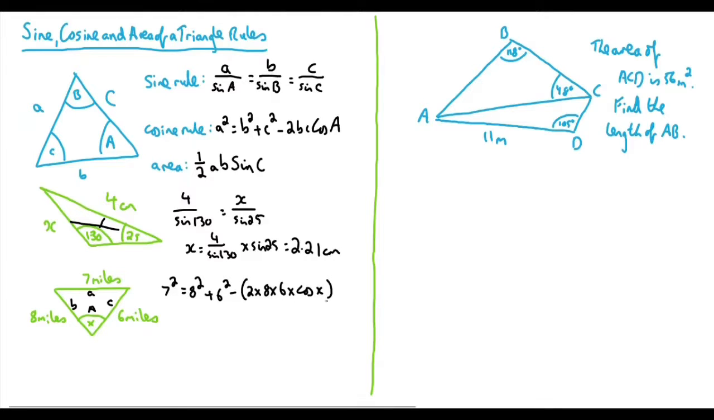Now to rearrange to get the x on its own, what we may do first of all is minus these two values across. So you get 7 squared minus 8 squared minus 6 squared. Now this otherwise would equal minus 2 times 8 times 6 cos x. But again, because we're trying to get the x on its own, we'll then divide by the minus 2 times 8 times 6. So that gives us our cos x. Now this you could either put into your calculator right now or leave as a fraction for the second.